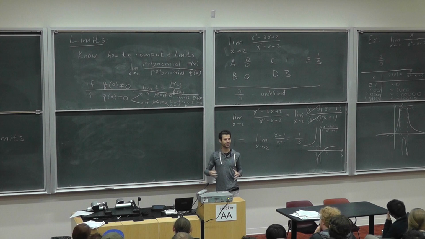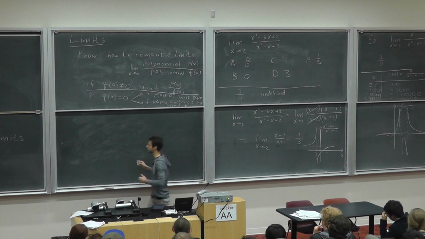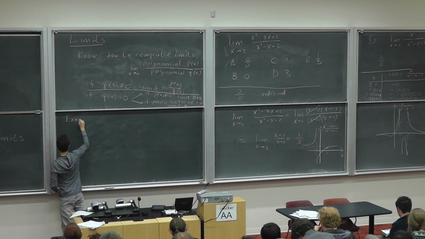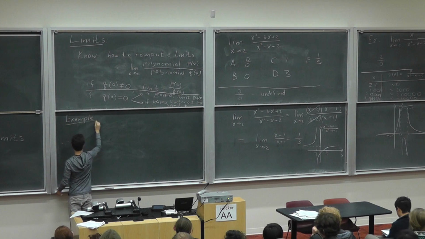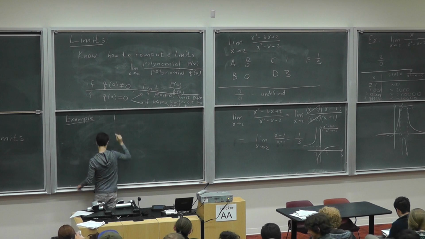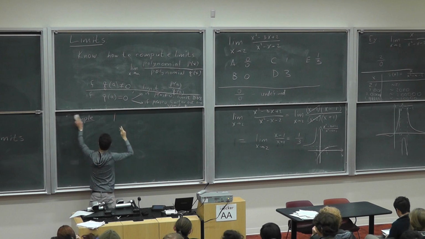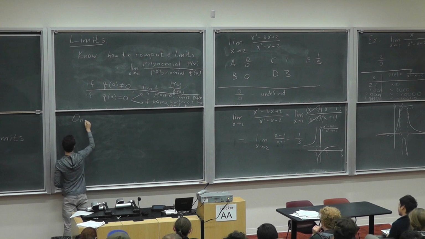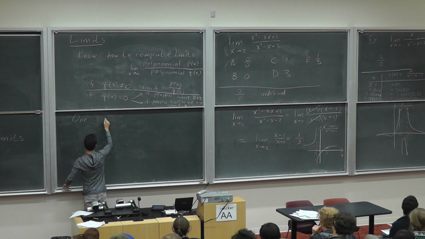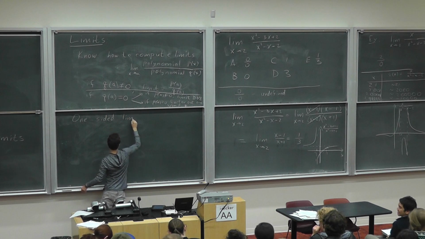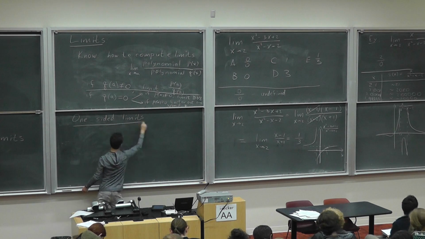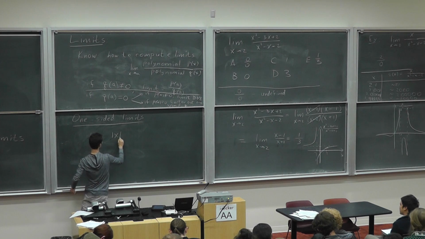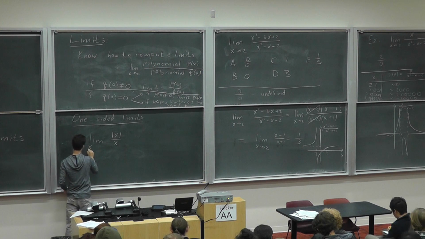Unfortunately, not all functions are quotients of two polynomials. So let's talk about the next example. So let's talk about the limit of the absolute value of x divided by x when x approaches 0.